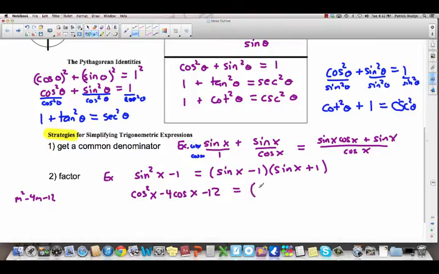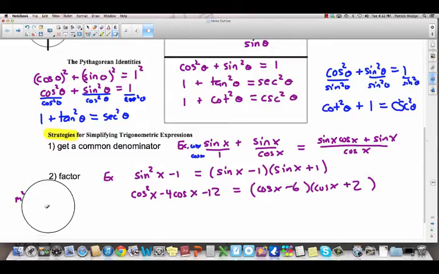This is like a simple trinomial. We put cosine x and cosine x, because cosine x times cosine x is cosine squared x. Then we're looking for two numbers that multiply to negative 12 and subtract to 4. Oh, it's 6 and 2, sorry, negative 6 and plus 2 are our numbers. So here you go, we've factored that. Okay, so that's the second strategy.